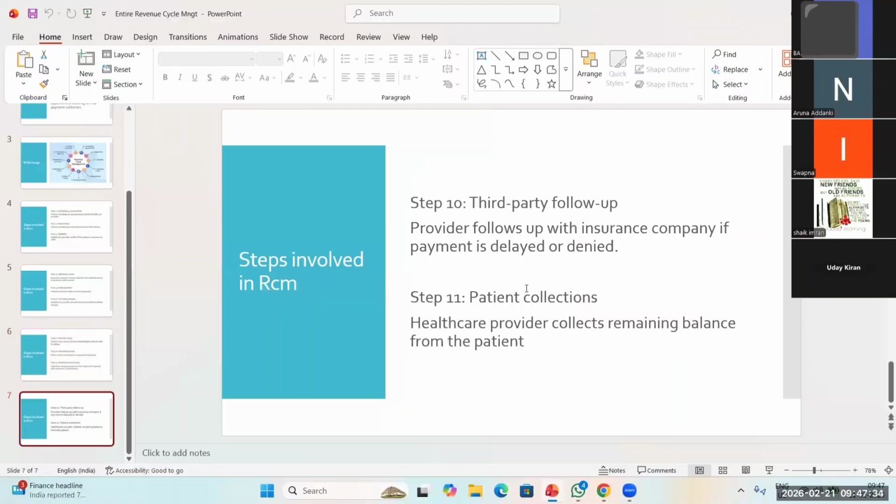Here in step 10, third party follow-up. Third party follow-up basically means AR follow-up in medical billing. The provider follows up with the insurance company if payment is delayed or denied. Actually, a provider won't interact with the payer directly. The medical billing team, especially the AR team, will work on the outstanding claims and reimbursement issues.